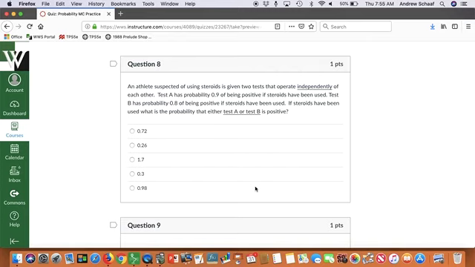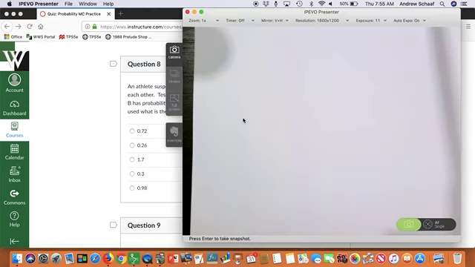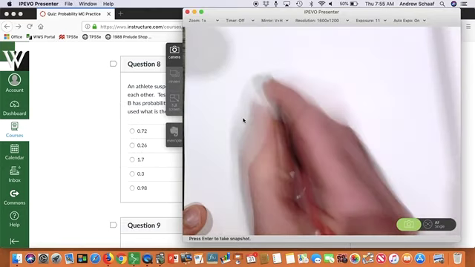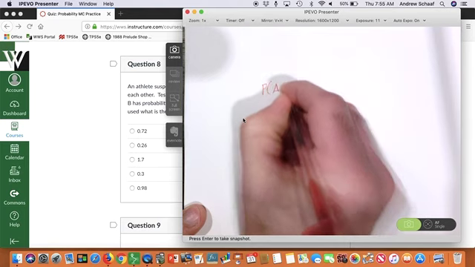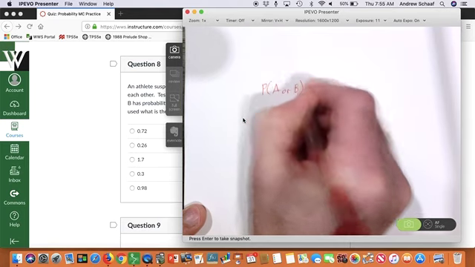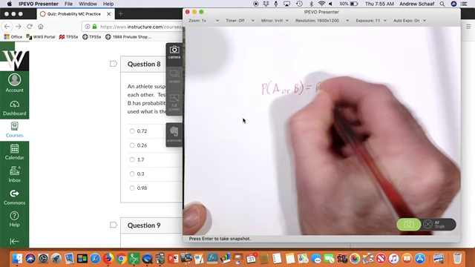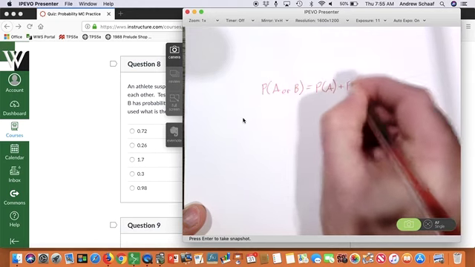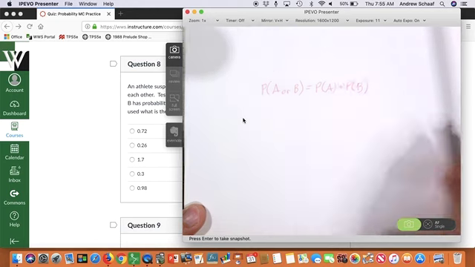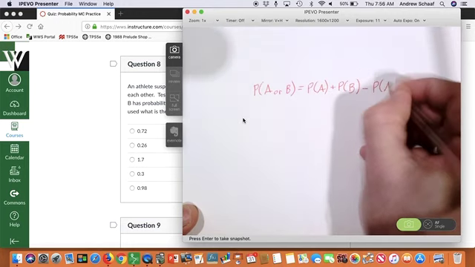This question is a clever little question because it relies on independence, and it also relies on the general addition rule. So I want the likelihood that test A or test B is positive. So let's organize this one in terms of the general addition rule here. So I want the probability of A or B. Well, in general, I can add the probability of A to the probability of B, and then I want to subtract off the probability of A and B.